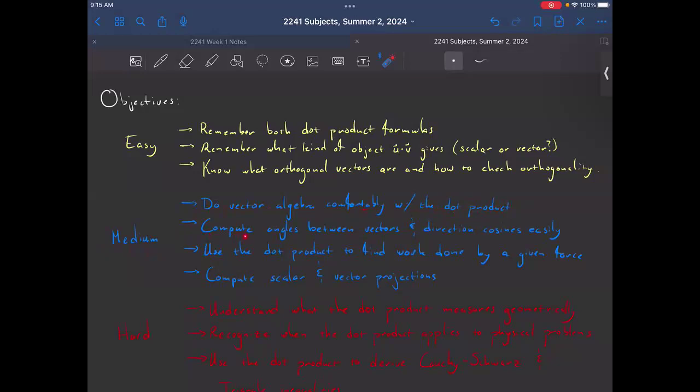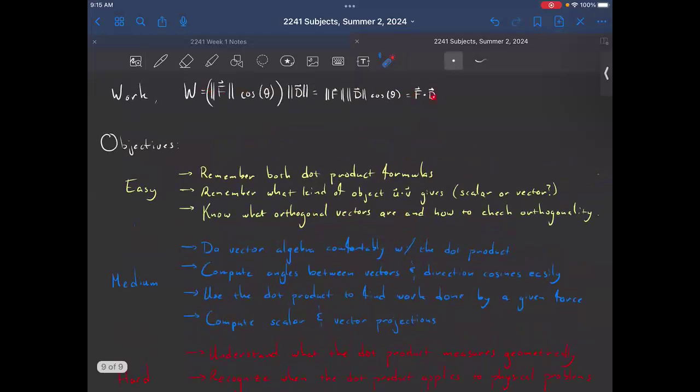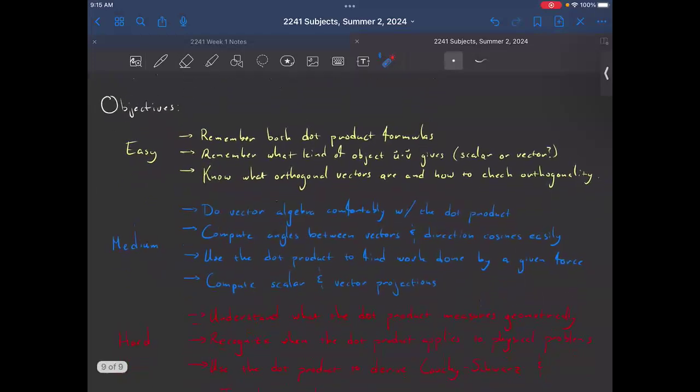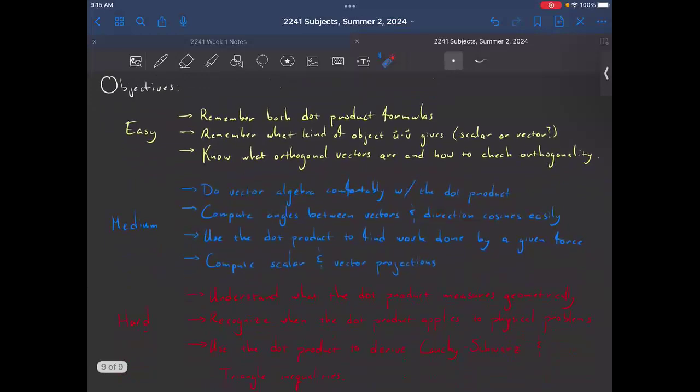All right, next we have computing angles between vectors and direction cosines easily. There's another formula for that, we just went over it. Basically, I'm just saying I want you to be able to remember and use that formula and know when you need to do so. Next one is use the dot product to find work done by a given force. Use this formula. So a lot of this is just, can you use these formulas comfortably without getting confused?